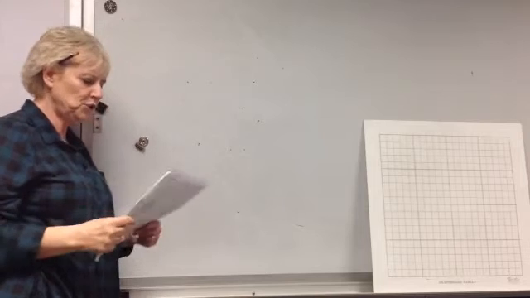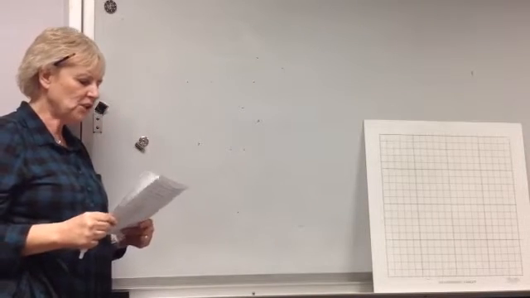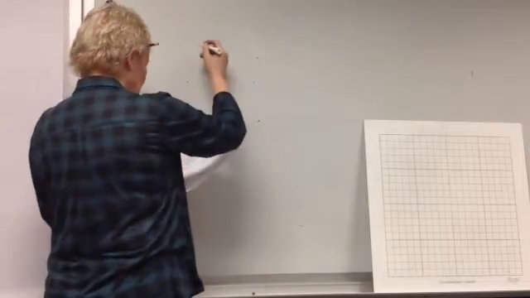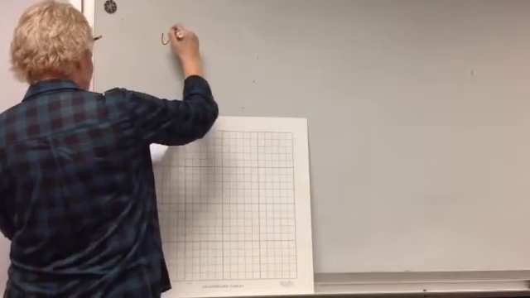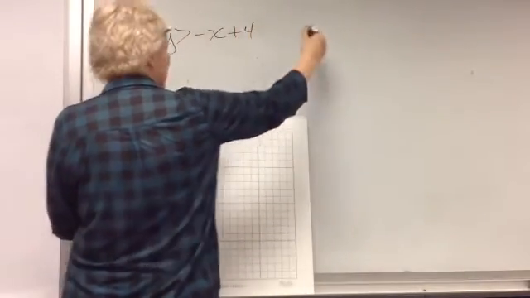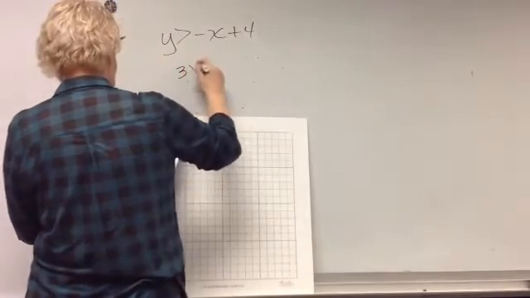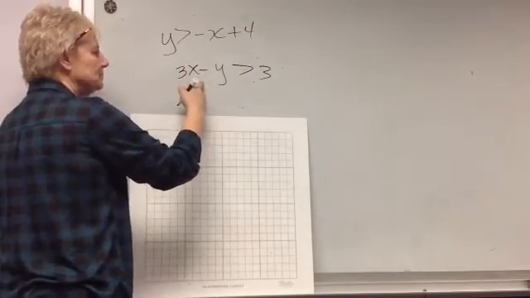Does anybody need 22 through 24? 22. Okay, let's talk about 22. Graph the following system. All right, I'll use this. 22, we have y is greater than negative x plus 4, and 3x minus y is greater than 3. Well, this one we need to solve for y.